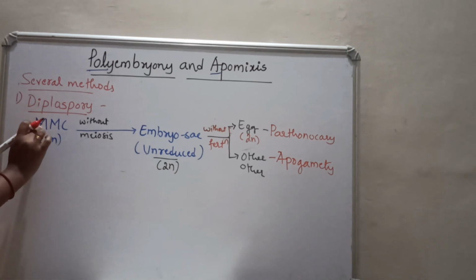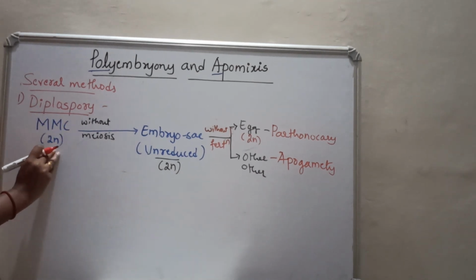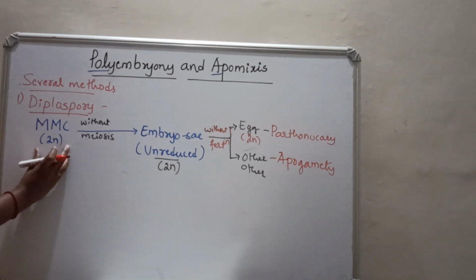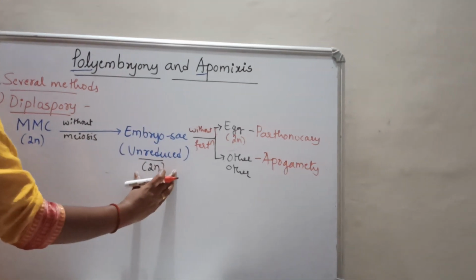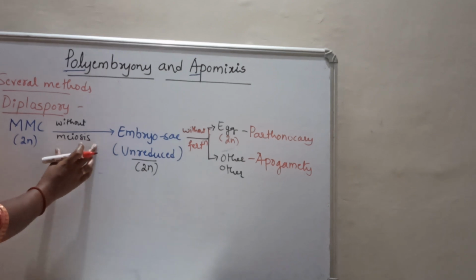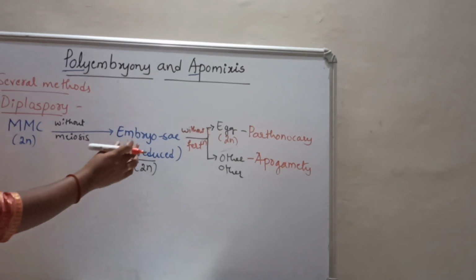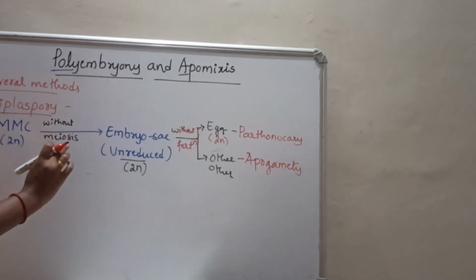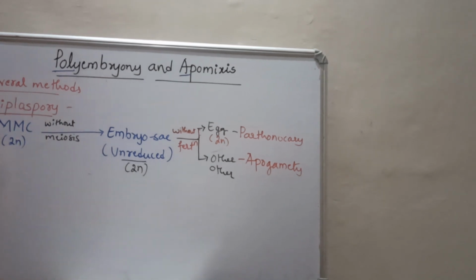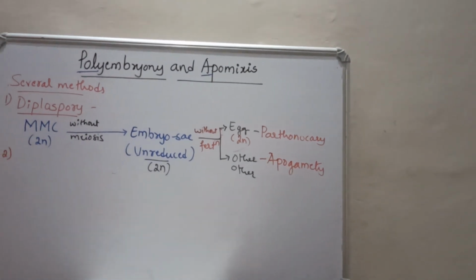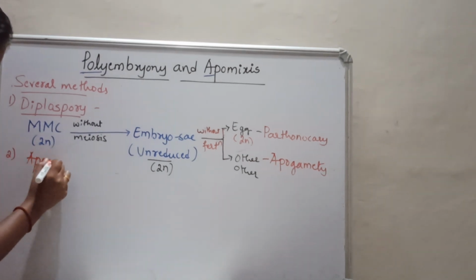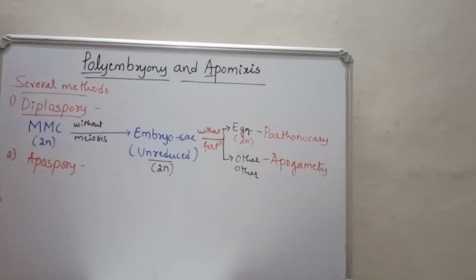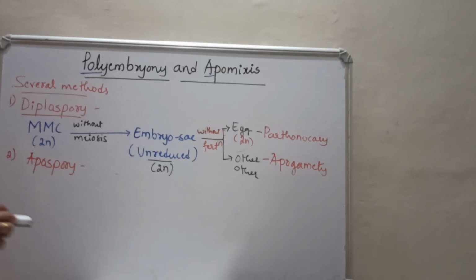So the first method is diplospory: the megaspore mother cell is diploid, and that diploid megaspore mother cell becomes an unreduced embryo sac without meiosis. And the second method is apospory.